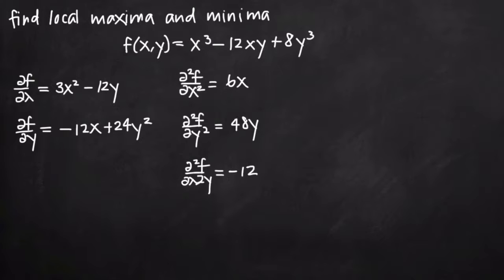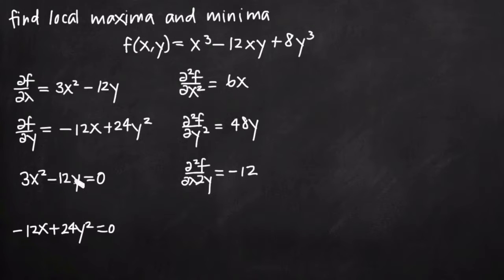Now that I have all of my first and second order partial derivatives, my next step is to find critical points of this three-dimensional function. The way that I'm going to find critical points is by setting my first order partial derivatives, we're going back to those, by setting my first order partial derivatives equal to 0. So I'm going to say 3x squared minus 12y is equal to 0, and I'm going to say negative 12x plus 24y squared is equal to 0.